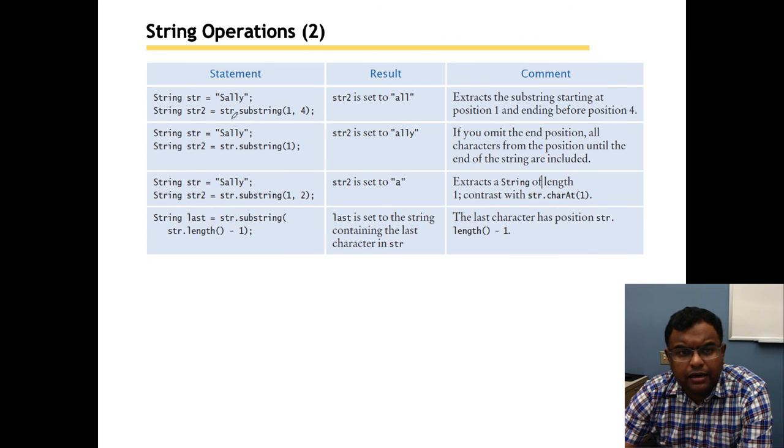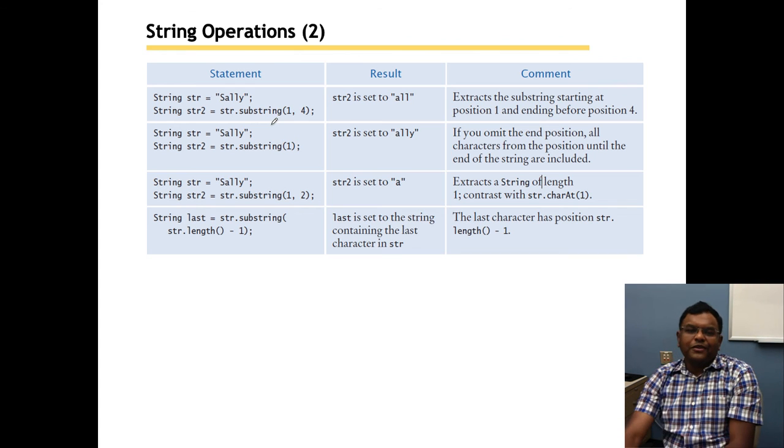Again, there are other operations such as string.substring. What will substring do? It will generate a substring from this index till 4 minus 1, that is 3. So it will start from 1 to 3, so 0, 1, 2, 3. So it will generate A, L and L.